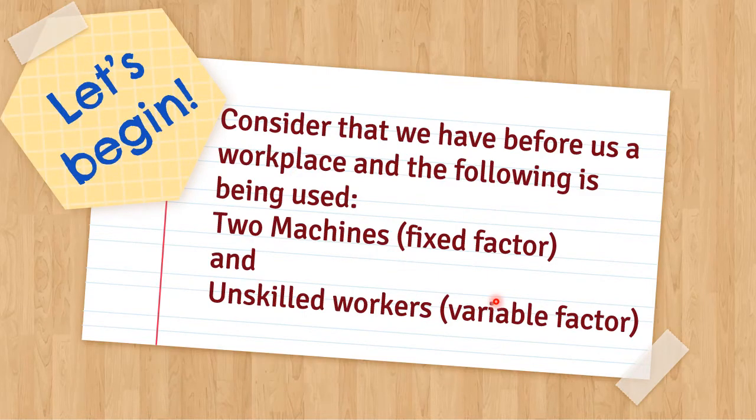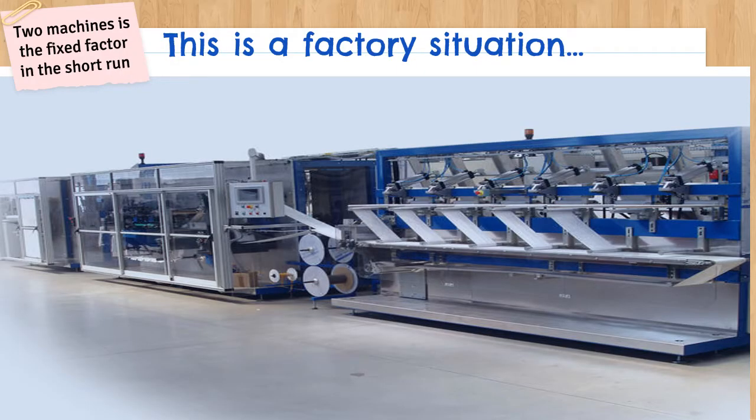Before we move on to study the first law that we're going to consider today, I want you to imagine something. Let us consider that we have before us a workplace, probably an industrial unit or a factory setup, and the following is being used. Two machines, which is the fixed factor. And the time frame that we are dealing with is the short run.